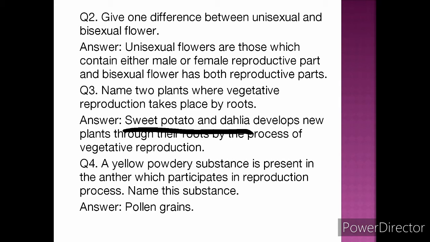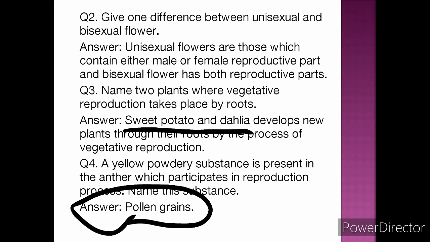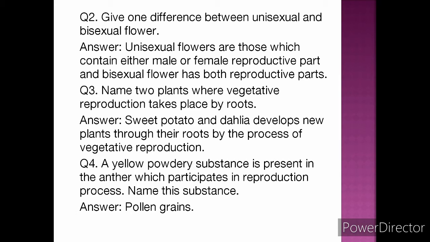Now fourth question. In this you have to name a yellow powdery substance that is present in the anther. So that is the pollen grains, right? The answer is pollen grains. Why are we seeing them as a yellow powdery substance? Because their color is yellow and it looks like small powder particles. So that is why it is written as pollen grains.